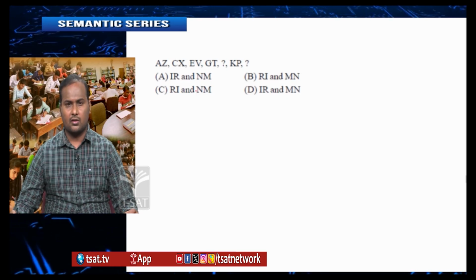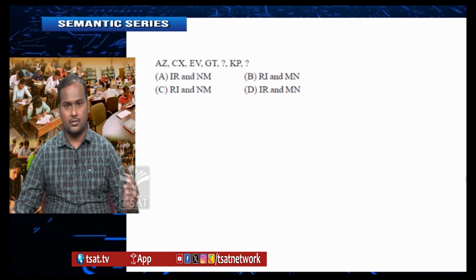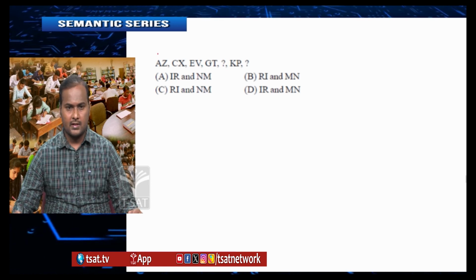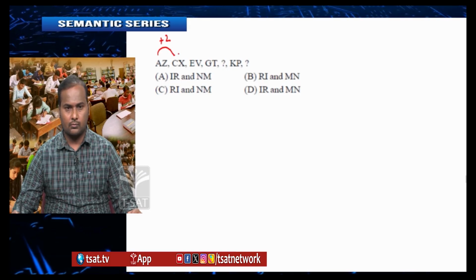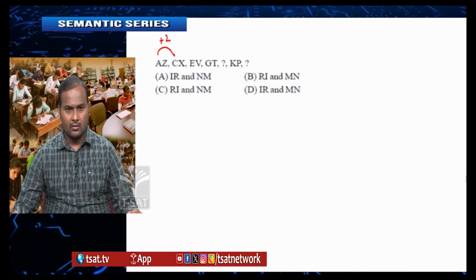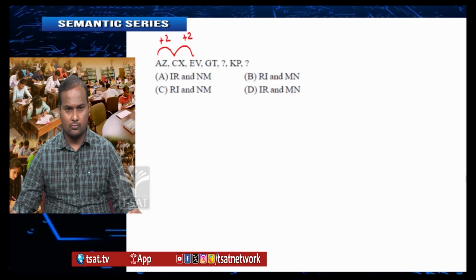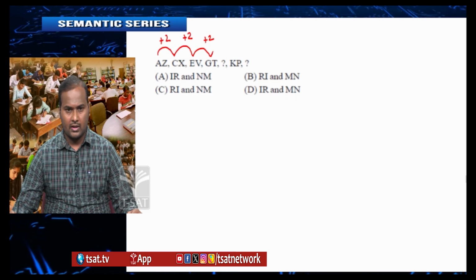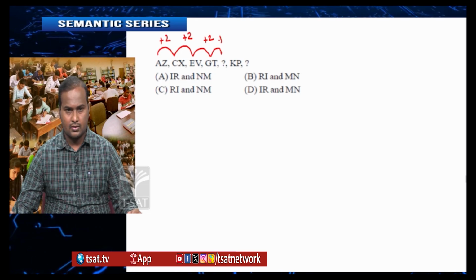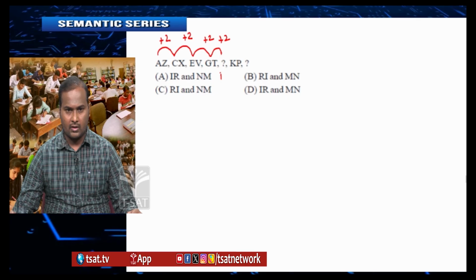So, in this case, now you need to check the series as well, not only opposite but also series as well. See, from A to C, it is increasing by plus 2. In the same way, C to E, it is also increasing by plus 2. Again to G, again plus 2. So, next one is also plus 2. So, G is 7, 7 plus 2 is I. So, your answer is I.